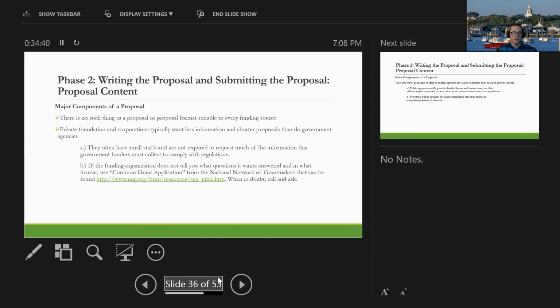Major components of a proposal. And so we're going to get into the nitty-gritty here. And so, as I've said, there's no such thing as a proposal or proposal format suitable to every funding source. This is something you'll get better at as you continue the process of applying through the grant process. It really does depend on that funding source. Federal and private foundations, the federal requirements are above and beyond what you will find in the private sector.